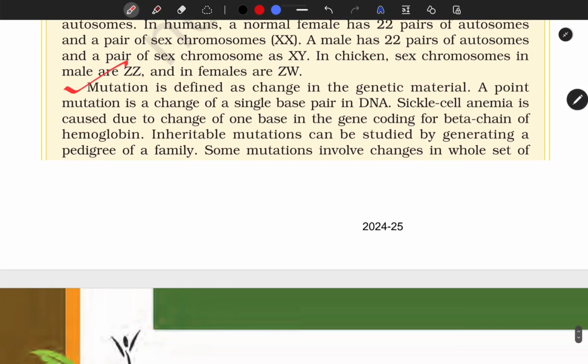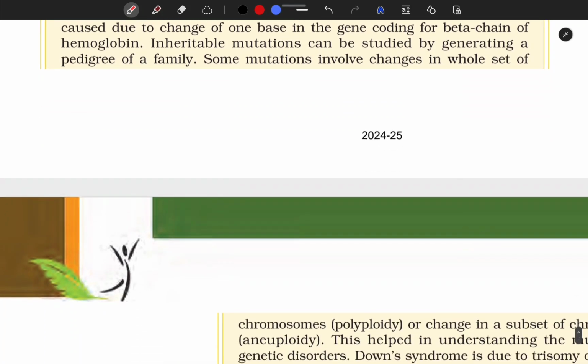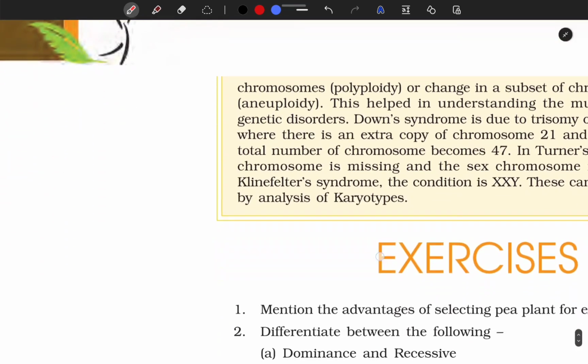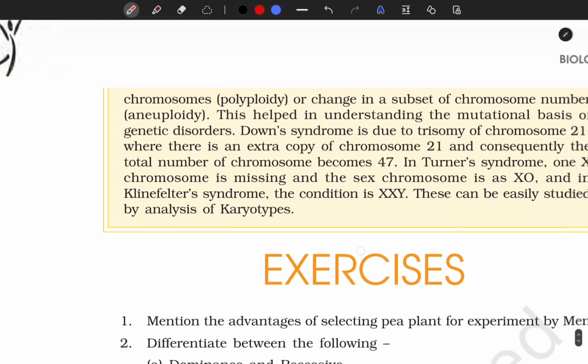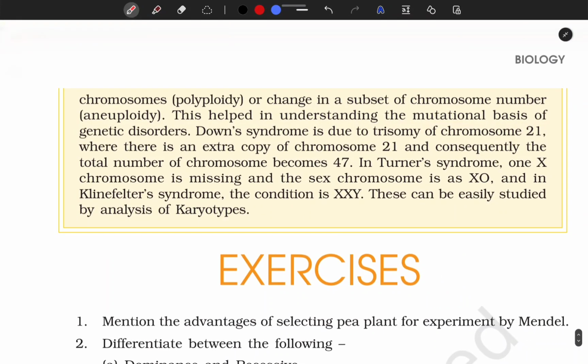Mutation is defined as a change in the genetic material. A point mutation is a change of a single base pair in DNA. Sickle cell anemia is caused due to a change of one base in the gene coding for the beta chain of hemoglobin. Inheritable mutations can be studied by generating a pedigree of the family. Some mutations involve changes in the whole set of chromosomes, that is polyploidy, or a change in a subset of chromosome number, that is aneuploidy.